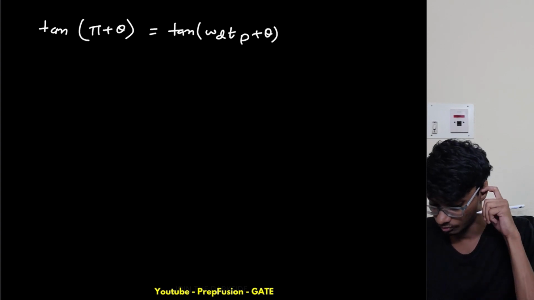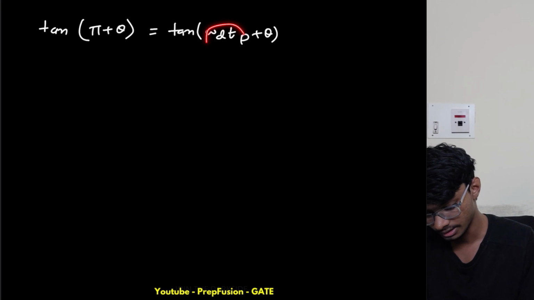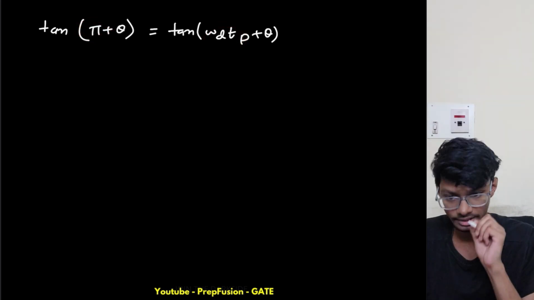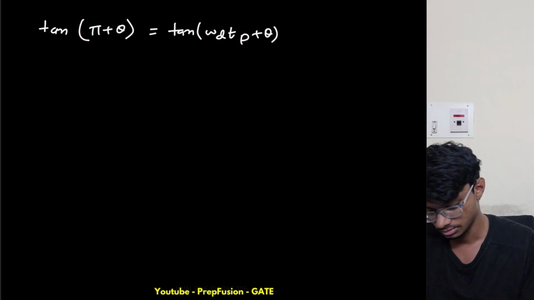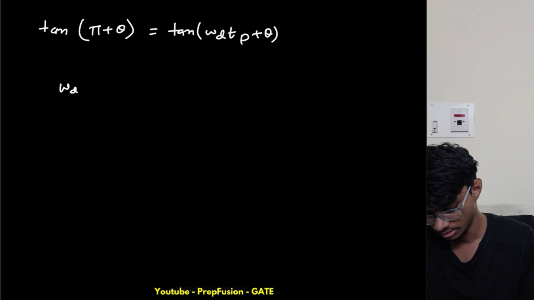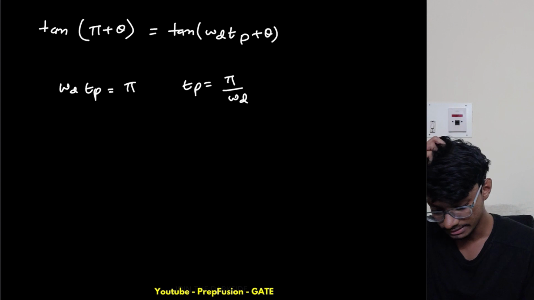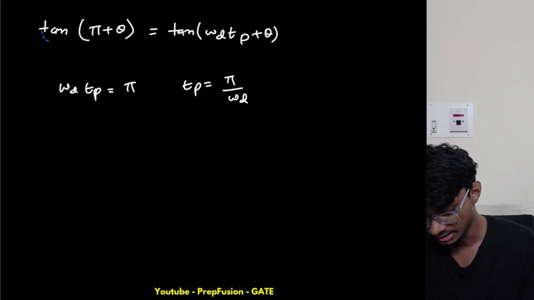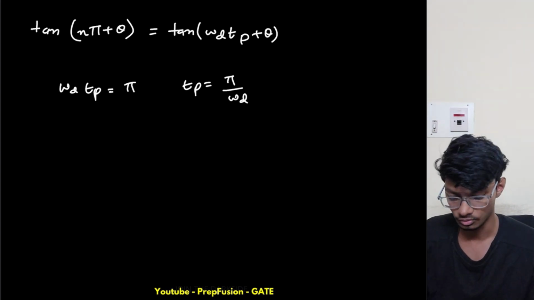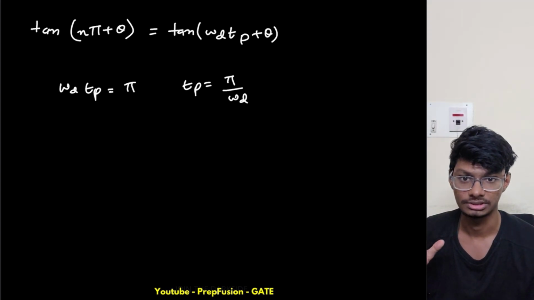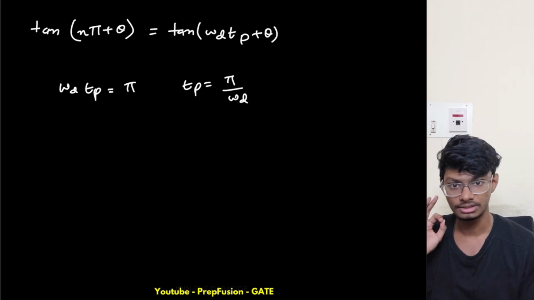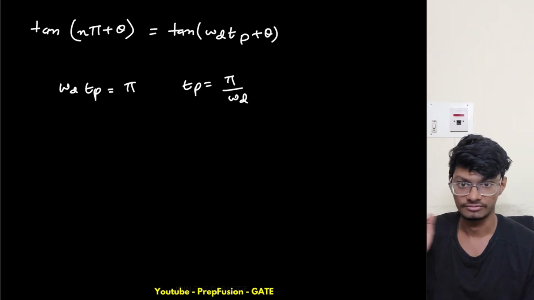So what will my tp equal? I can relate it like this: omega d tp will be equal to pi. So tp will be equal to pi by omega d. But one thing we forgot, that this formula is generalized, right? It can repeat for n pi. Tan of n pi plus theta will be equal to tan omega d tp plus theta, right? So it repeats after every pi value.